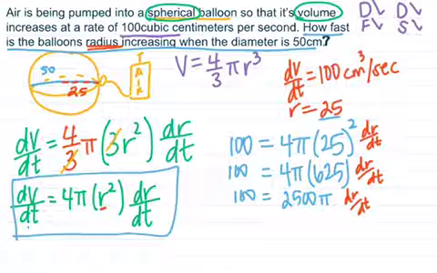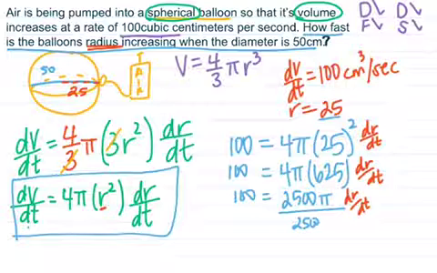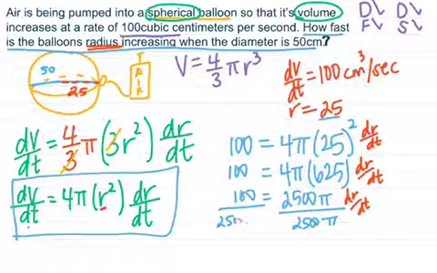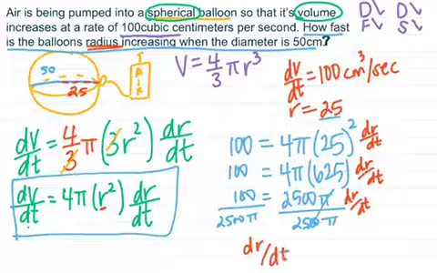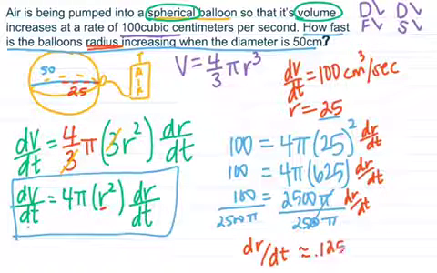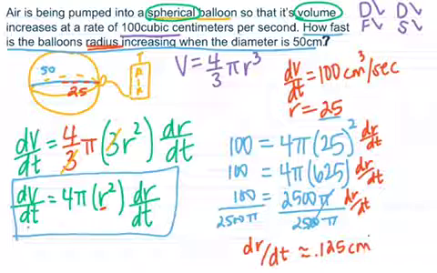Now I'm going to go ahead and divide both sides by 2500 pi. This cancels out, of course. And then we have dr/dt is roughly 0.125 centimeters per second.